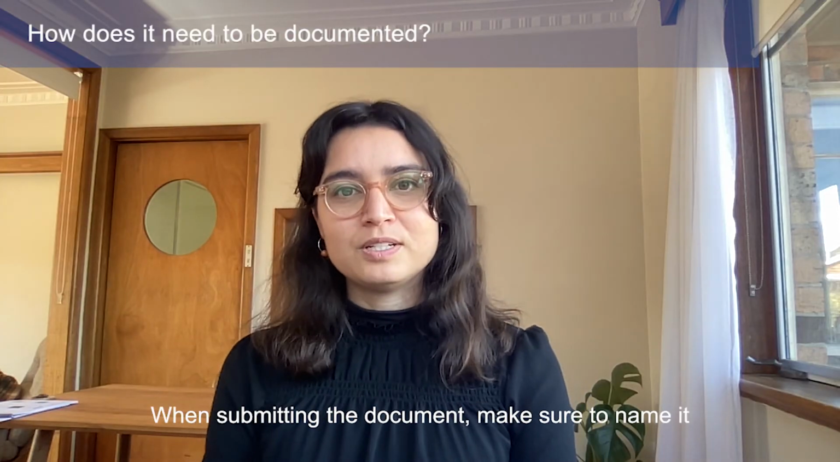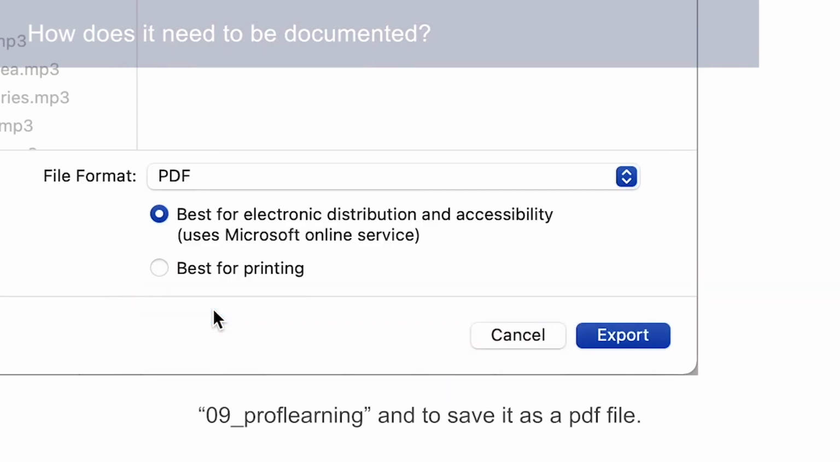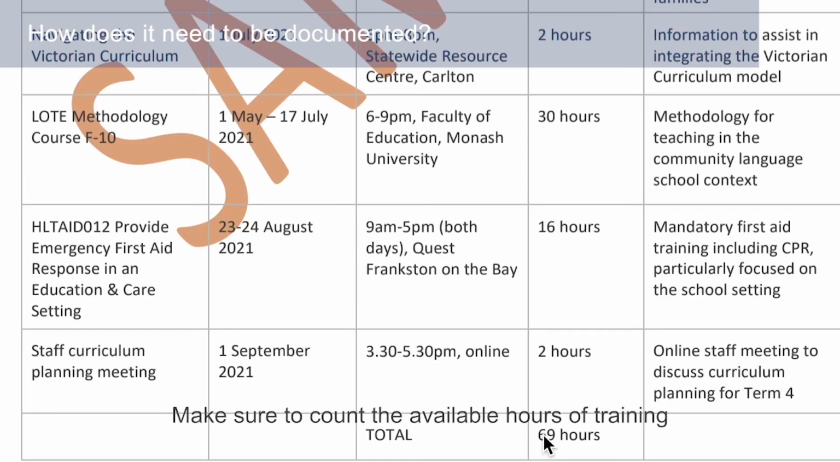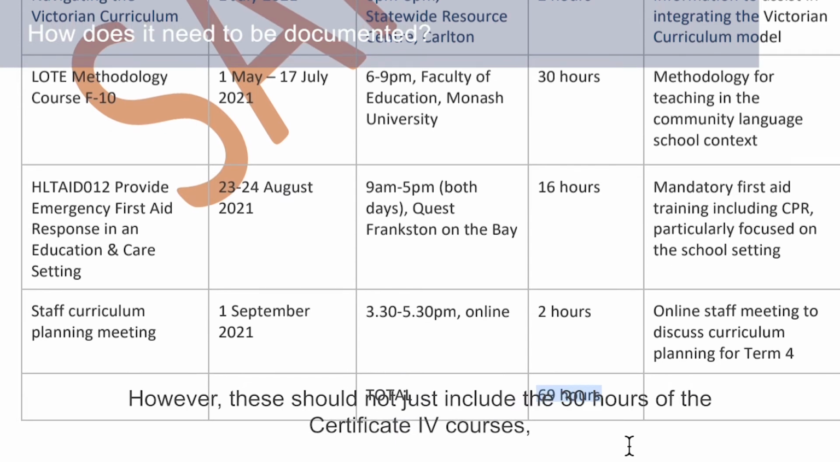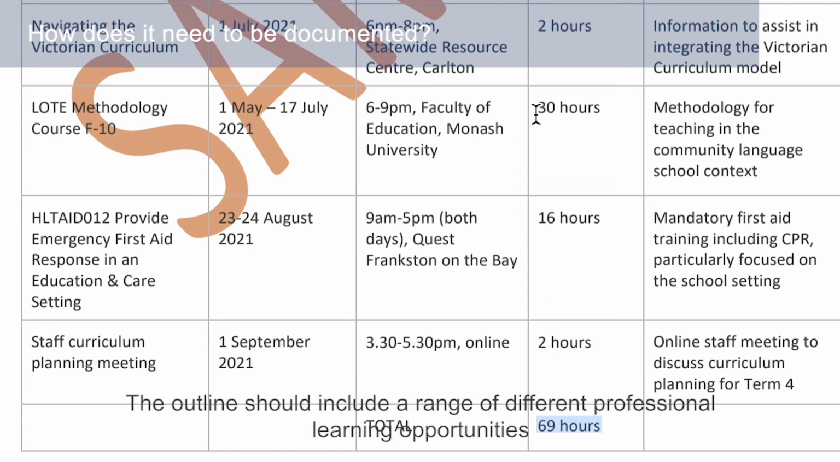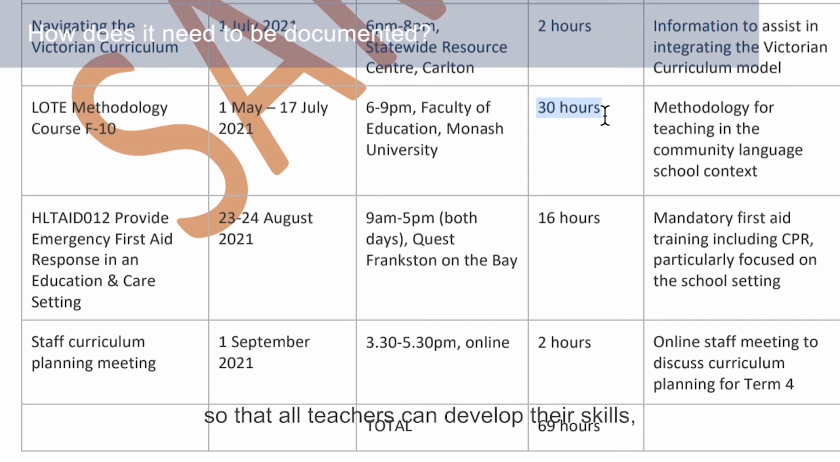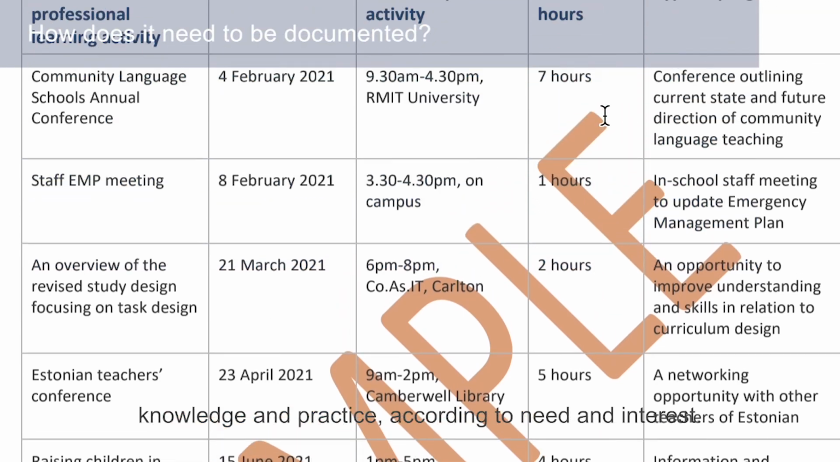When submitting the document, make sure to name it 09_prof learning and to save it as a PDF file. Make sure to count the available hours of training so that the total number of hours available to your teachers is more than 20 hours per year. However, these should not just include the 30 hours of the Certificate 4 courses referred to previously. The outline should include a range of different professional learning opportunities so that all teachers can develop their skills, knowledge, and practice according to need and interest.